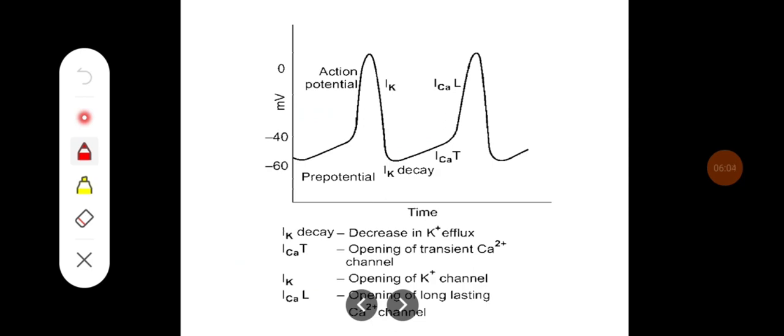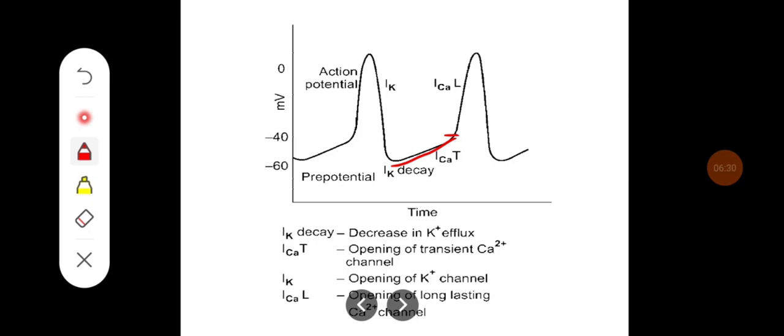This diagram shows the slow response type of action potential in the AV node or SA node. So the initial phase is not rapid, but very slow, which is called the pre-potential, till it reaches the threshold level. The ionic basis is for the pre-potential.